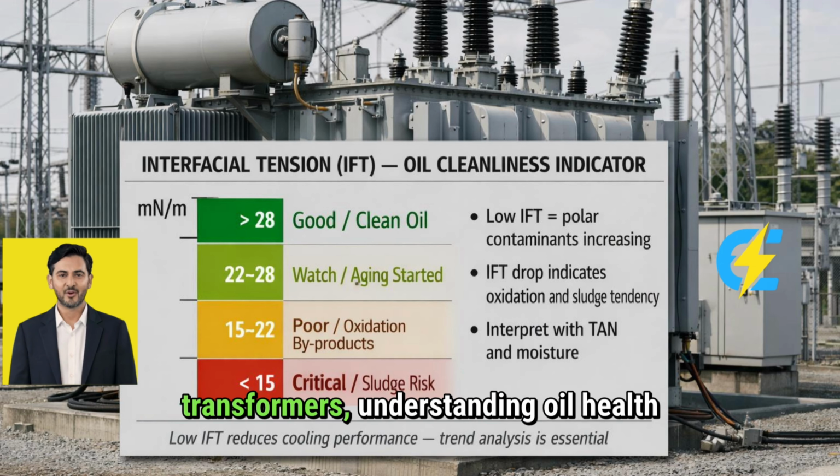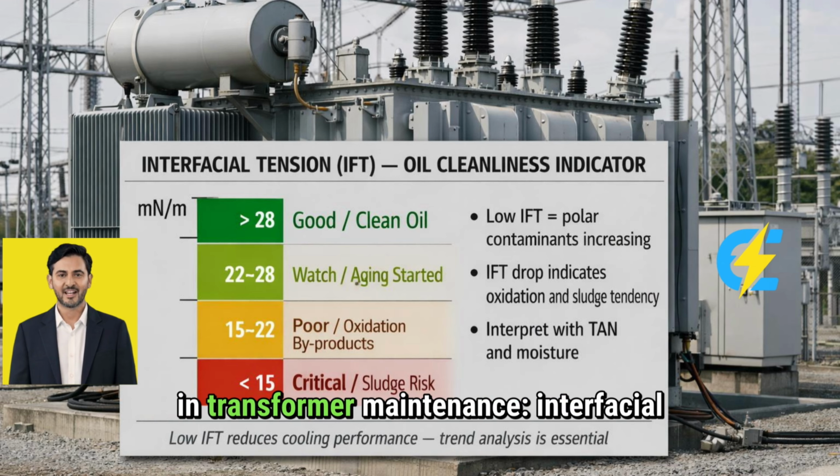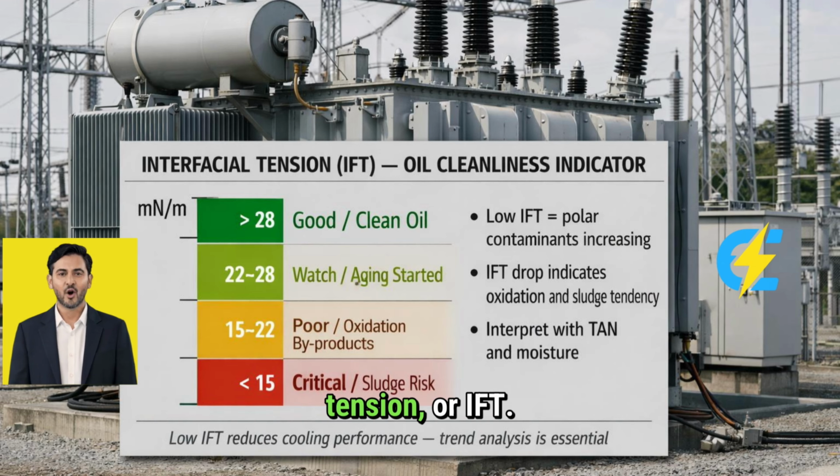When you're managing power transformers, understanding oil health isn't just about checking numbers on a report. It's about knowing when your equipment is silently crying for help. Today we are diving deep into one of the most critical, yet often misunderstood diagnostic tools in transformer maintenance: interfacial tension, or IFT. Think of IFT as the oil's way of telling you exactly how sick it has become. While total acid number warns you that aging is starting, IFT delivers the harsh truth about damage that's already done. If TAN tells you oil is aging, IFT tells you how badly it is already damaged. This isn't about early warning anymore. This is about facing reality.